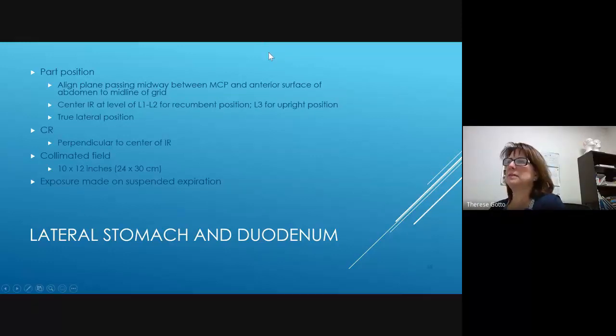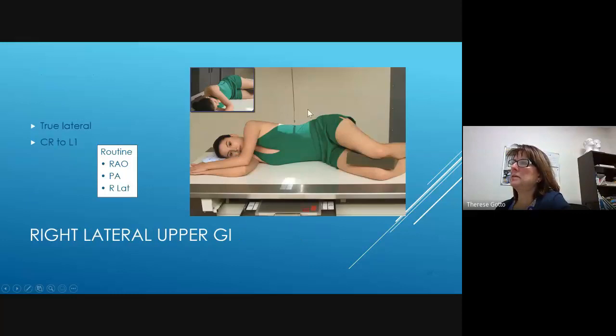Your central ray is still L1-2, and it'll be lower if they are upright. Make sure that they are in a true lateral, so the shoulders and the hips are in the same plane. Your central ray is perpendicular with no angle, and we're using 10 by 12s. Again, suspended expiration. Here is positioning for a true lateral.